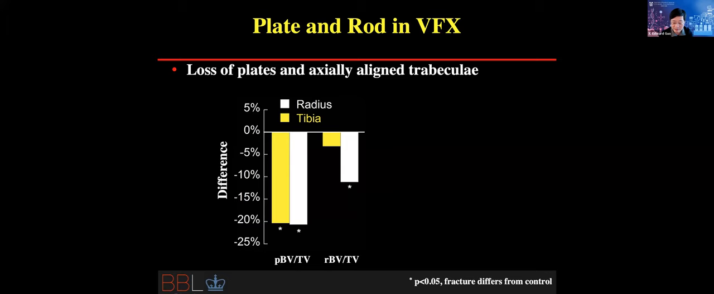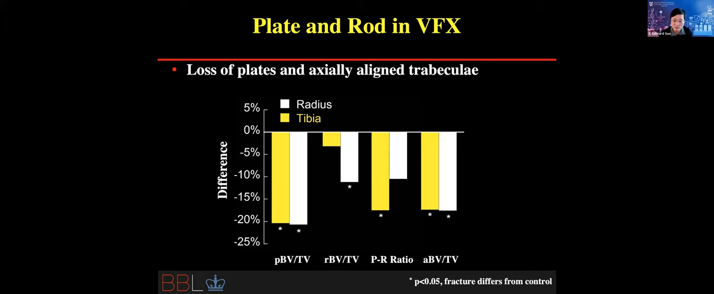And if you calculate what we call the PR ratio, the plate versus rod ratio, then there is a significant reduction in the plate-rod ratio, especially in the tibia. Therefore, that means there is a transition loss in plates, and they actually do transition from plates to rods, right? And then you also lose axial bone function.